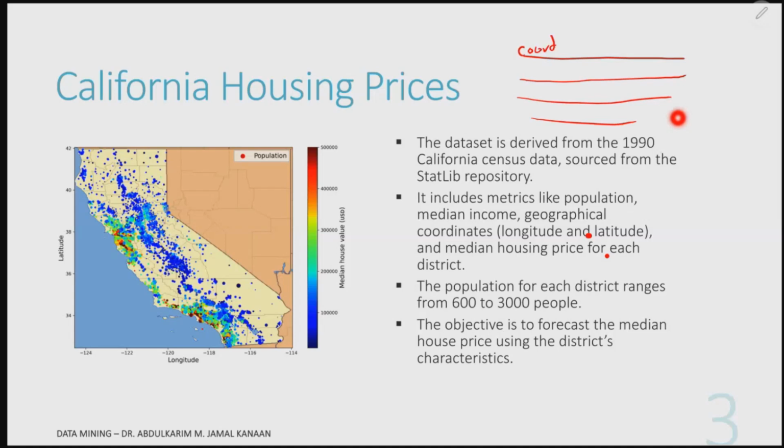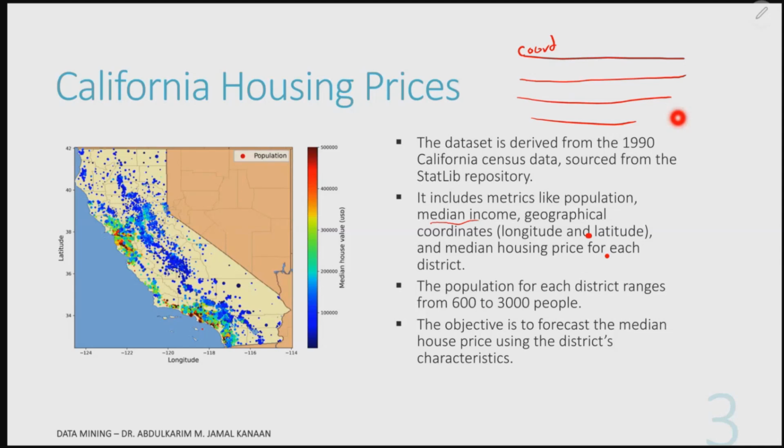It includes metrics like population and median income. What is median? We said it is the middle value. That means they collected the income of households for the district, then took the value in the middle. So just one value represents the whole district. The population of each district is between 600 and 3,000 people.